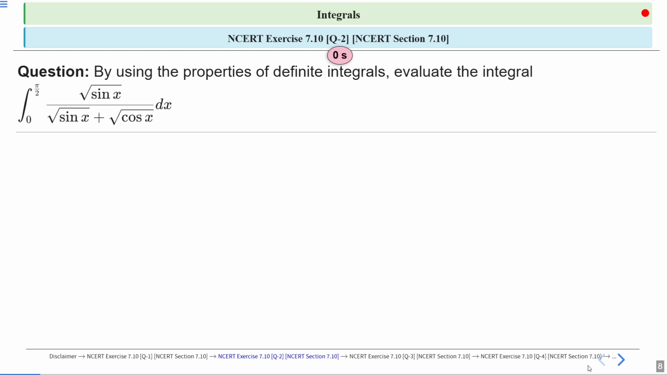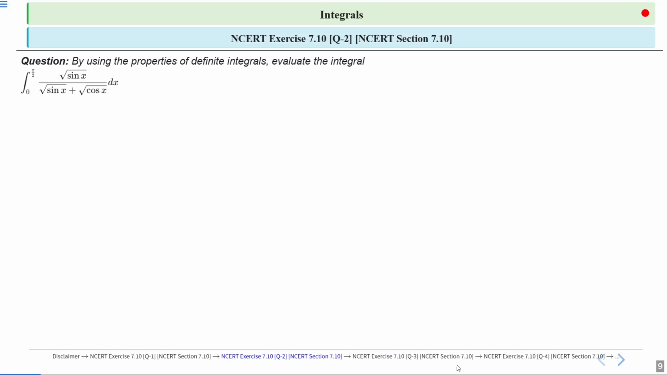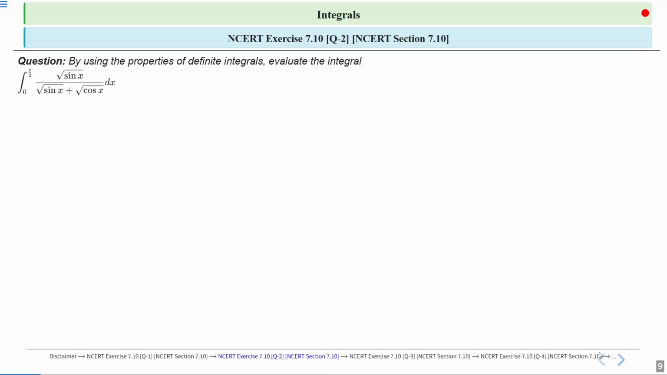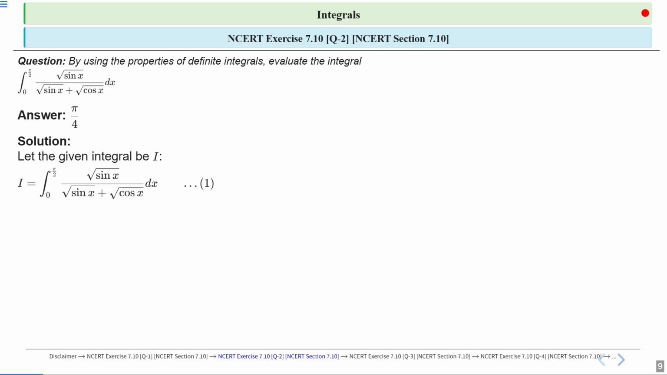So the answer is pi by 4. So let's consider I is equal to the integral from 0 to pi by 2 of root under sin x by root under sin x plus root under cos x dx. Consider it as equation number 1.